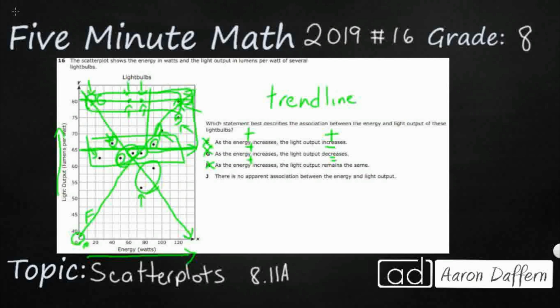So our answer is going to be J, there's no apparent association. That means the dots are all over the place. They don't fit into a box. You cannot encapsulate most of them into a straight line. So there's no apparent association. The dots are everywhere. And our answer is J.